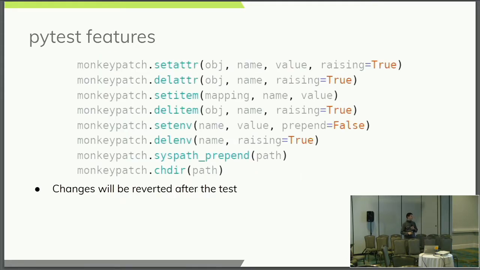So this is all the things you can monkey patch in pytest. You can change attribute, delete, change item if you have a dictionary you want to change or an array. You can remove, you can change environment variables. You can also change a directory. And pytest will revert the change at the end of each test. So you won't be contaminating one test by another, which is really important.